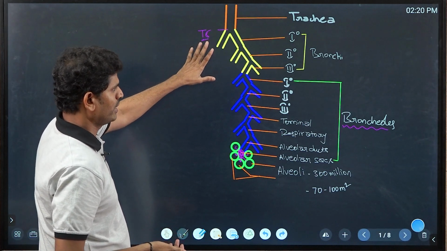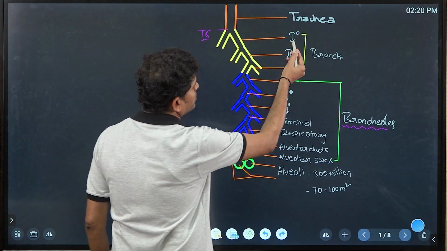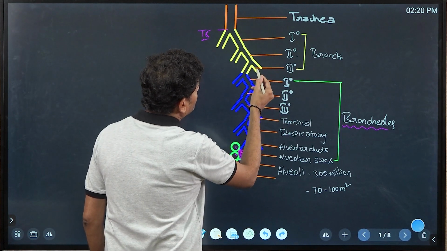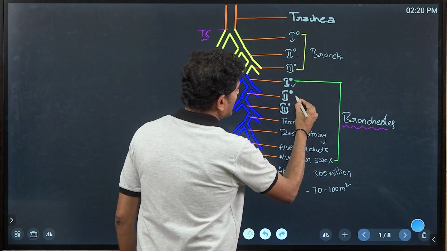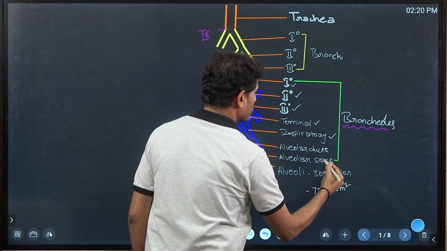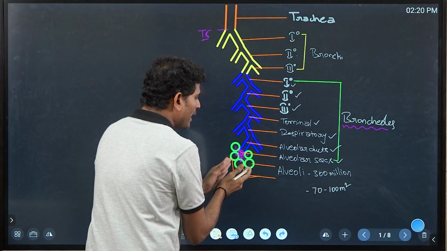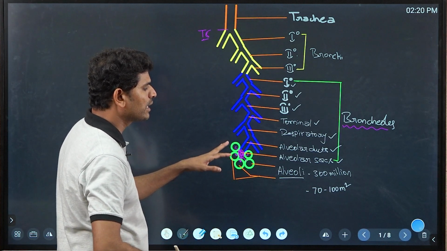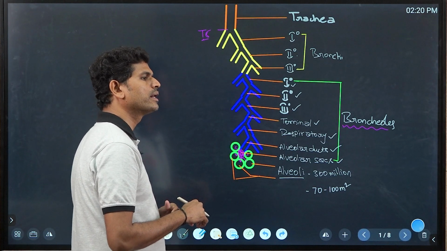So first of all, I am going to revise that. The trachea divides into primary bronchi, secondary bronchi, and tertiary bronchi. Then these bronchi further divide into primary bronchiole, secondary bronchiole, tertiary bronchiole, terminal bronchiole, respiratory bronchiole, alveolar ducts, alveolar sacs, and alveolar sacs finally end in small pouches. Those are called alveoli. Their number is 300 millions and they provide a surface area of 70 to 100 square meters.